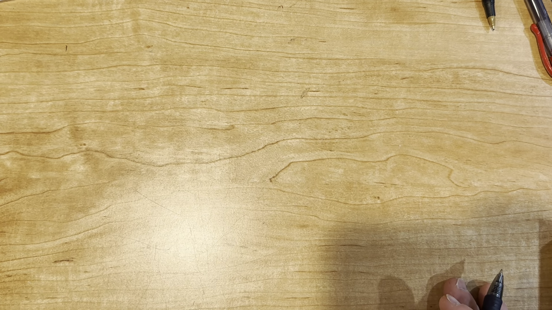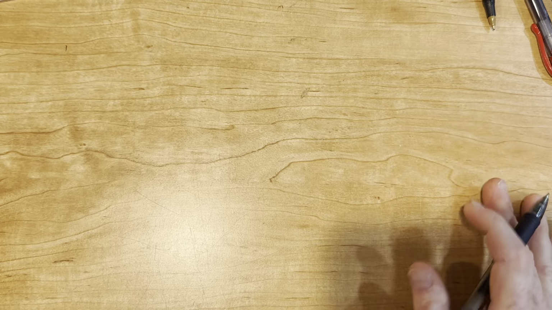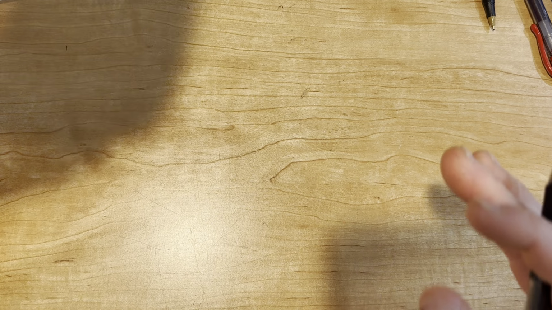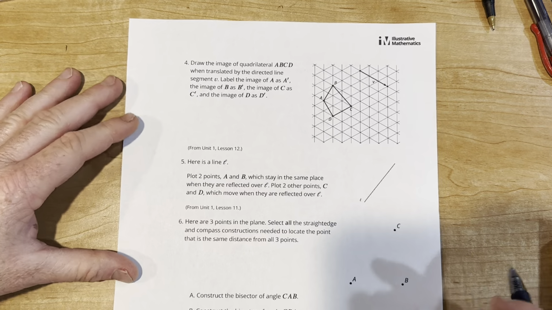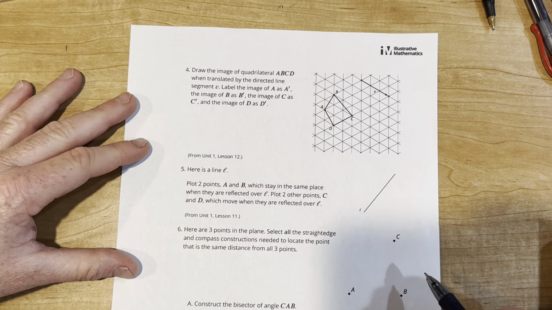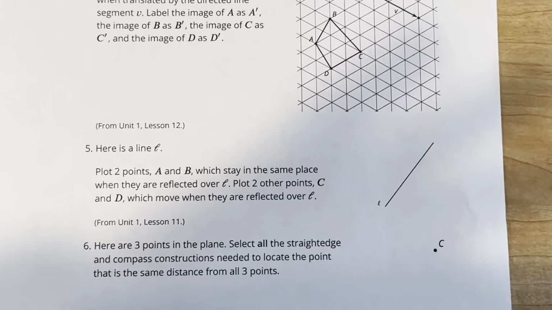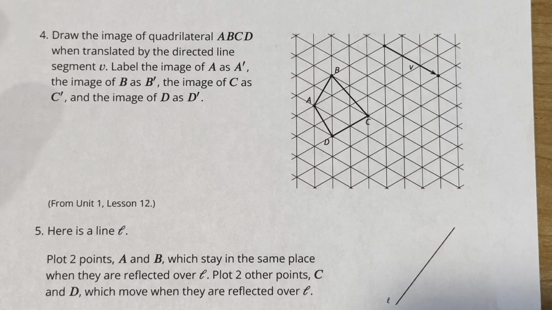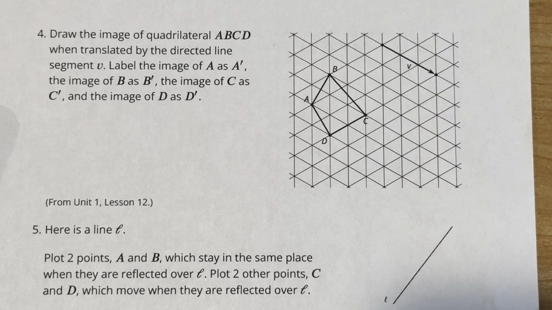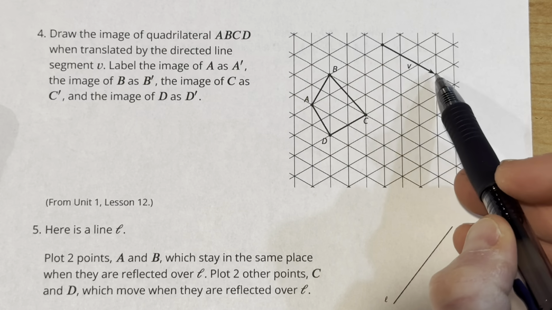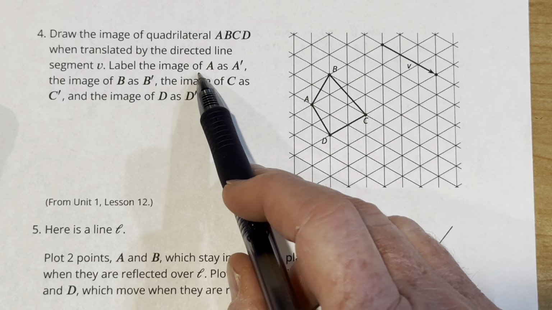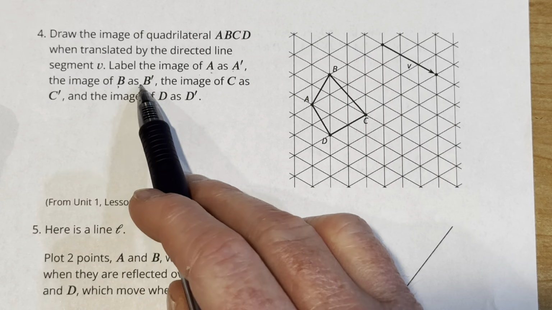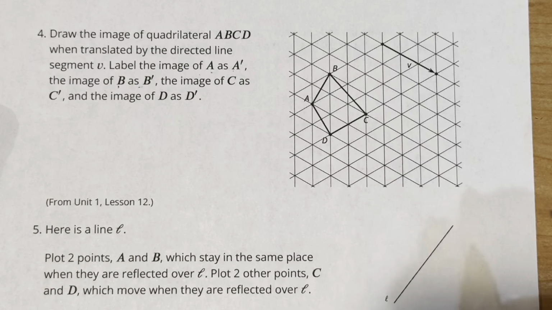Okay, number 4. Draw. Zoom in a little bit. Draw the image of quadrilateral ABCD when translated by the directed line segment V. Label the image of A as A prime, the image of B as B prime, image of C as C prime, image of D as D prime.